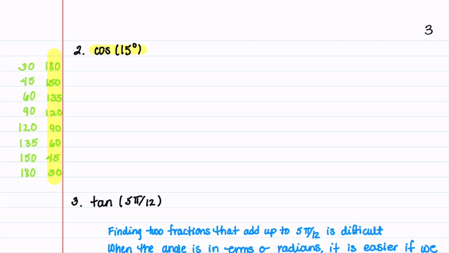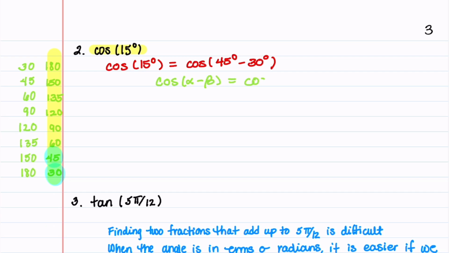I'm going to choose that alpha is 45 degrees and beta is 30 degrees. We can write cosine of 15 degrees is going to be cosine of 45 degrees minus 30 degrees. Our difference identity is cosine alpha minus beta is equal to cosine alpha, cosine beta. See how both terms are the same. And then we switch the sign and we add sine alpha, sine beta. And let's make a note that alpha is 45 degrees and beta is 30 degrees.